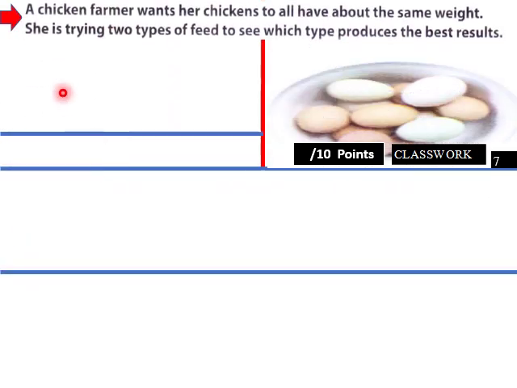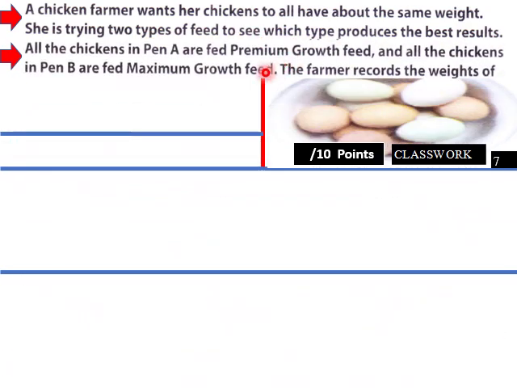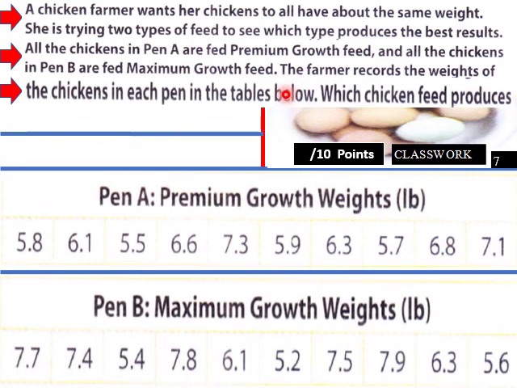a chicken farmer wants her chickens to all have about the same weight. She is trying 2 types of feed to see which type produces the best results. All the chickens in pen A are fed premium growth feed, and all the chickens in pen B are fed maximum growth feed. The farmer records the weights of the chickens in each pen in the tables below. Which chicken feed produces less variability in weight?